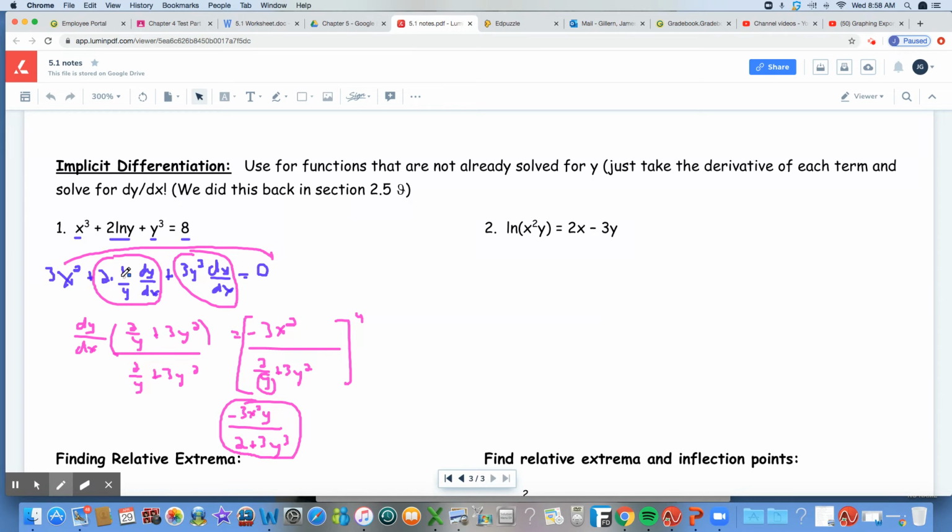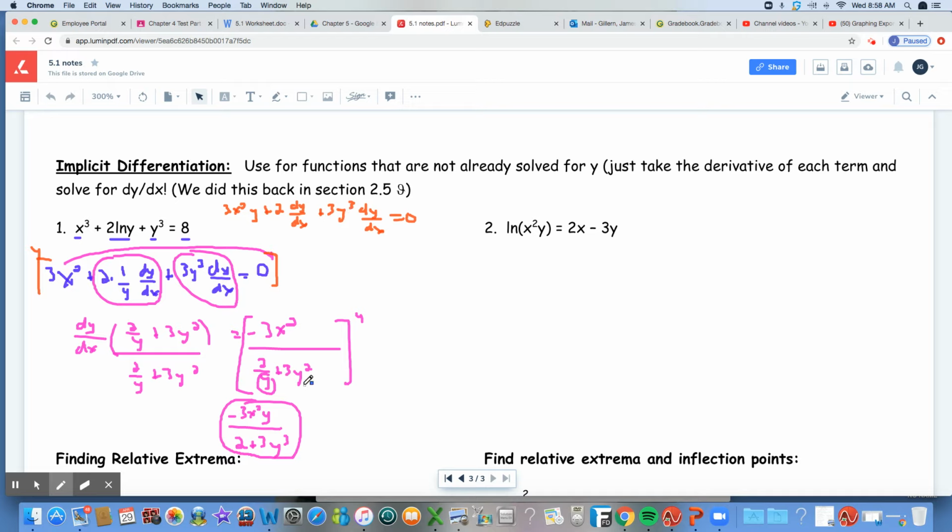this step here, what we could have done is multiply to clear out the fraction. I could have multiplied everything by y. And I would have got 3x squared y plus 2 dy dx, because this y is going to cancel, plus 3y cubed dy dx equals 0. All right, then look what would have happened. I would have taken this over here, which would have given me a negative 3x squared y, which I have here. I would have taken a dy dx out, and I would have got 2 plus 3y cubed and divided by that, and I get there.